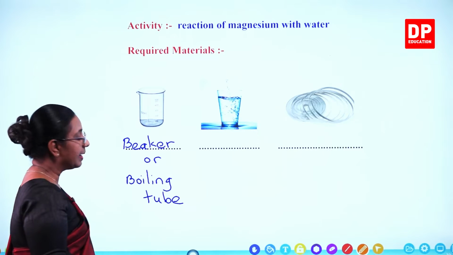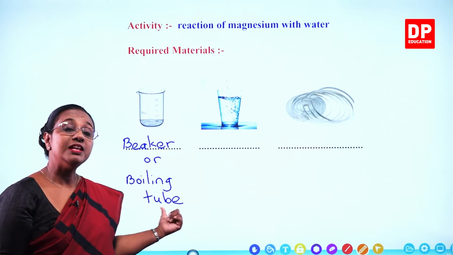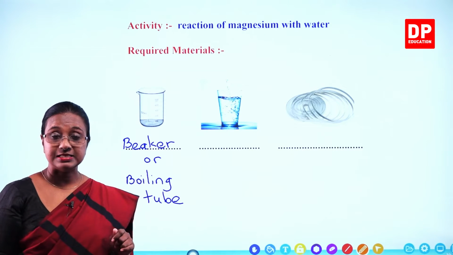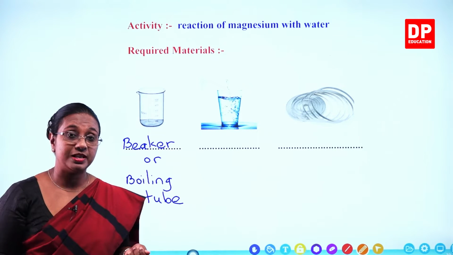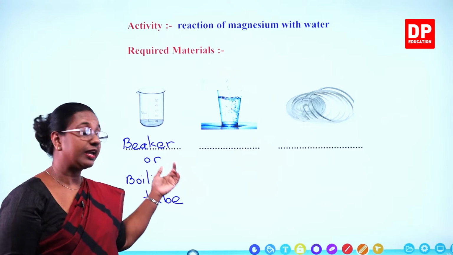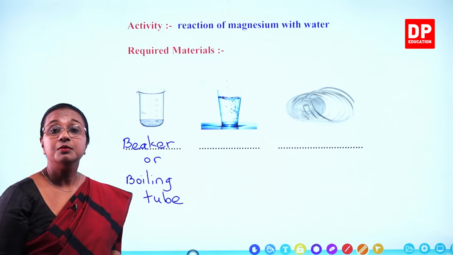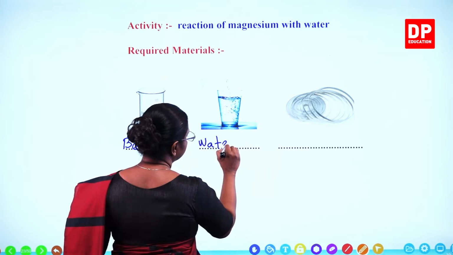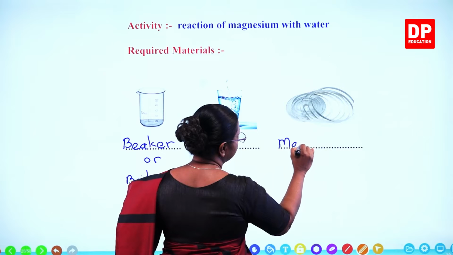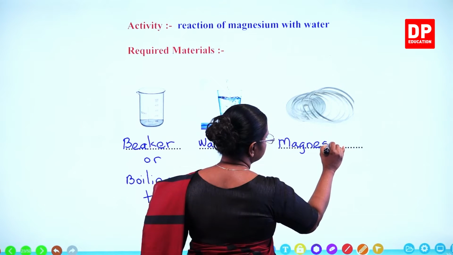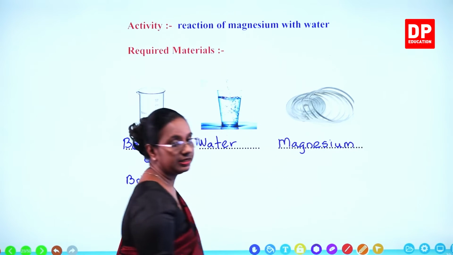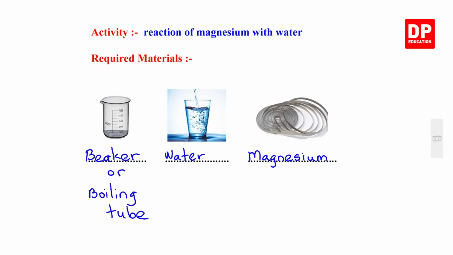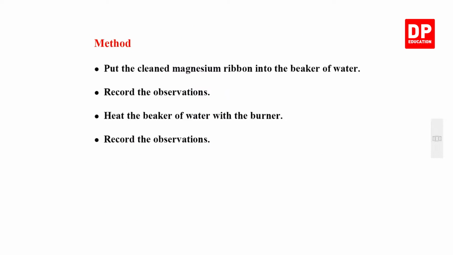Why a boiling tube and not a test tube? We will need to heat this water. Water with magnesium metal needs to be heated as well. So we can't use a test tube. We have to either use a beaker or a boiling tube. Then we need water, and we need magnesium. So these are the materials, a simple activity. We will discuss the procedure first.